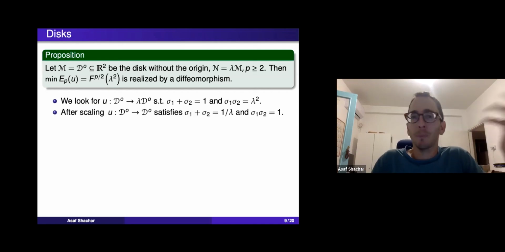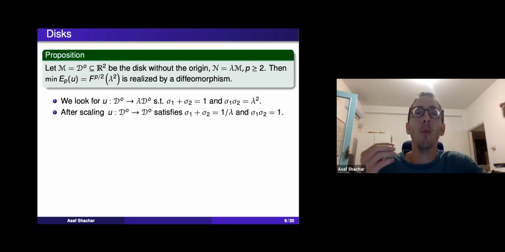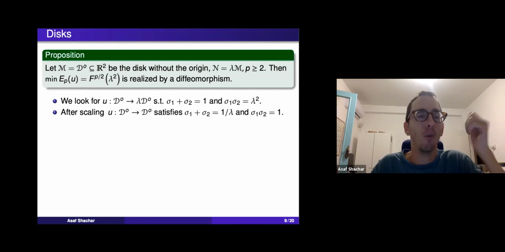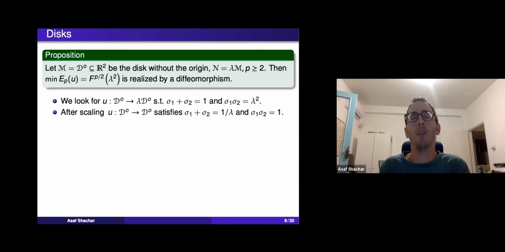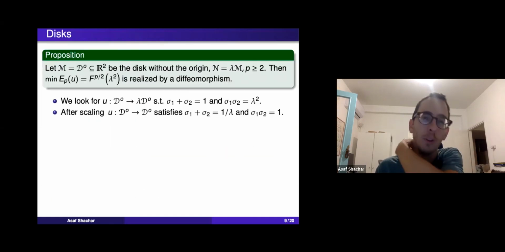So let's see what we are looking for. We search for maps from D to lambda D, and by the characterization given by the theorem, we want maps which have sum of singular values 1 and product lambda squared. By the way, I forgot to mention before that there is a relation between the fact that the singular values have constant sum 1 and the fact that the phase transition occurs at a ratio of areas of a quarter. And the relation is, of course, the arithmetic-geometric inequality. So it's not a coincidence.